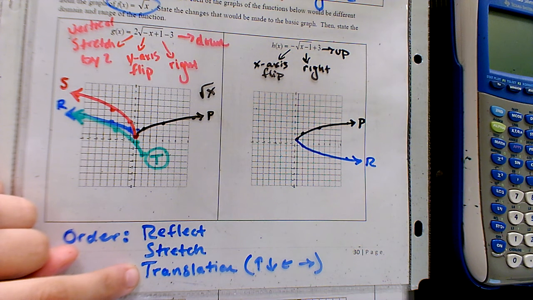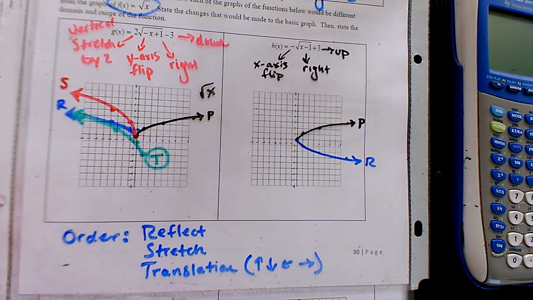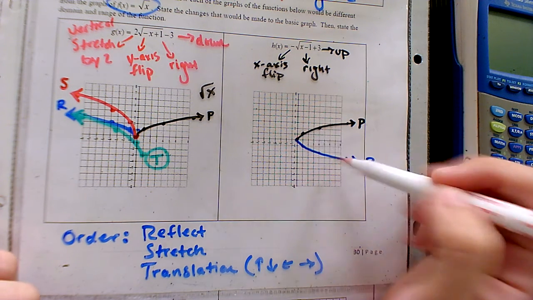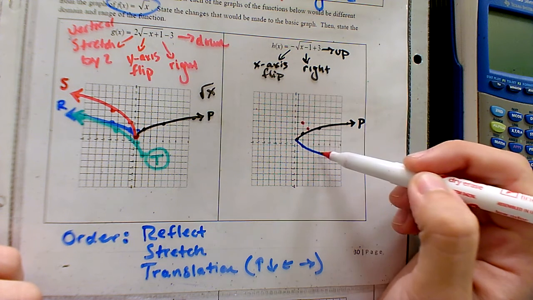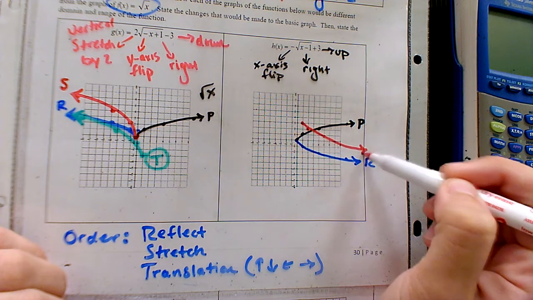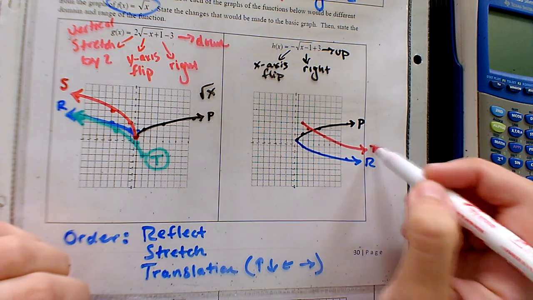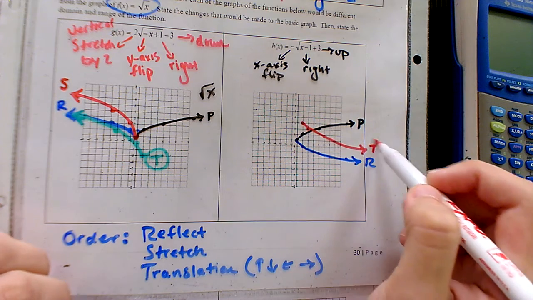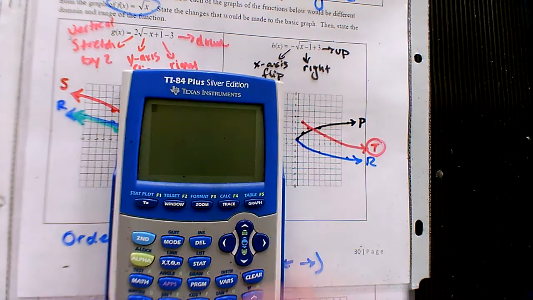Last but not least, we have translations. So that blue graph, we're going to have to shift right 1 unit and then up 3 units. So take all the blue points and shift them right 1, up 3. All right, so we went through the RST order. Since the T graph is our final one, we'll circle it. Or if you want to erase the previous two, that's okay as well. All right, and then we'll double check it. We'll see how we did.